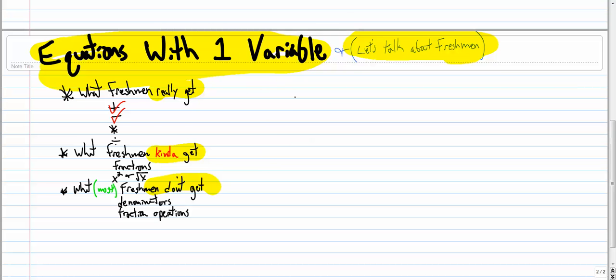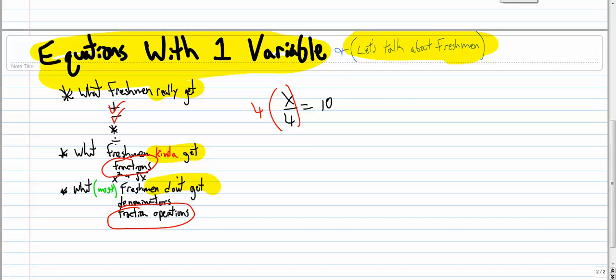And they also get, if you have x over 4 equals, say, 10, that if you have a 4 on the bottom, you need to multiply by 4. However, when we reach this point, I get into something that the freshmen only kind of get. Some of them don't even get how to do basic operations with these things.